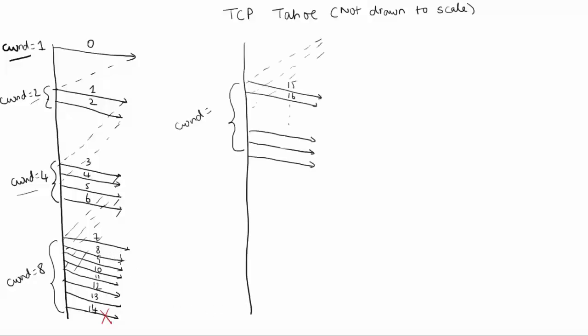Now ACKs for this 7, 8, 9, 10 packets keep coming, and then again you're incrementing the CWND for each of these ACKs. So you increase from 15, 16, so on and so forth. Now tell me, what will this CWND value be? Well, it is not 16 because you did not get an ACK for 14. So this turns out to be 15.